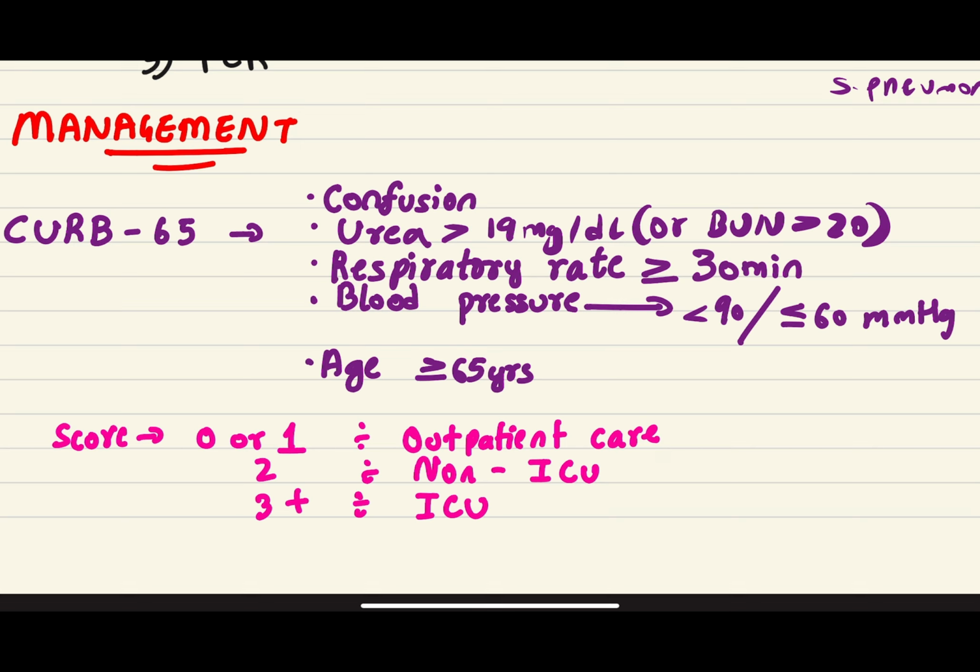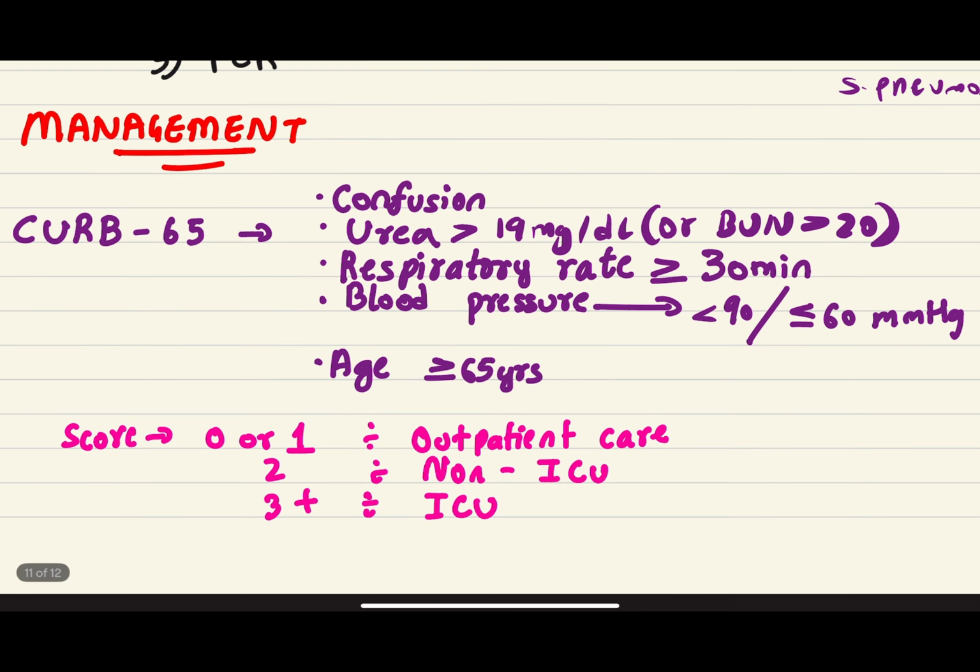Management hinges on severity, assessed with the CURB-65 score, where C is confusion, U is urea level greater than 19 mg per dL, or blood urea nitrogen level greater than 20, and R is for respiratory rate, which is greater than or equal to 30 per minute. B is for blood pressure, where systolic blood pressure is less than 90 or diastolic blood pressure is less than or equal to 60 mmHg. And 65 is age greater than or equal to 65 years.